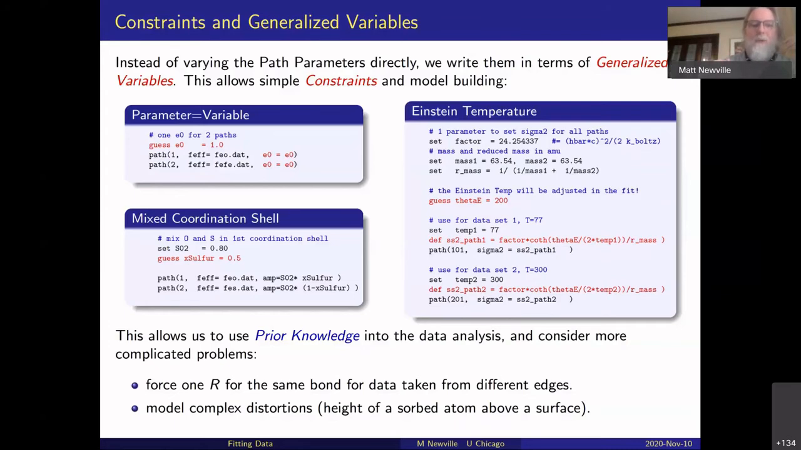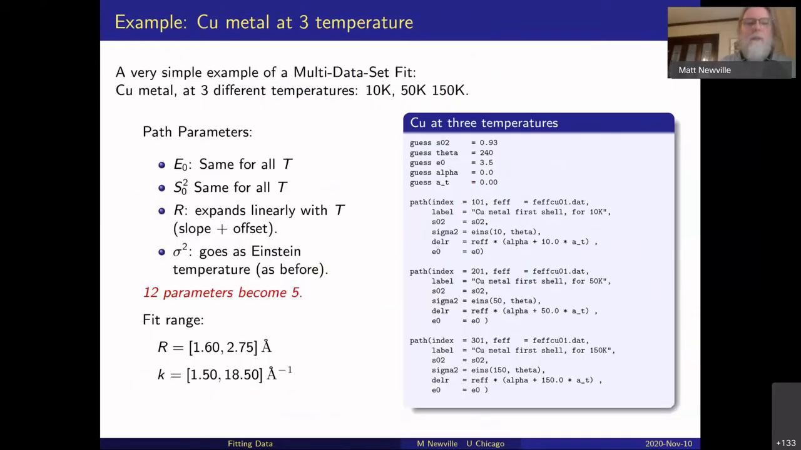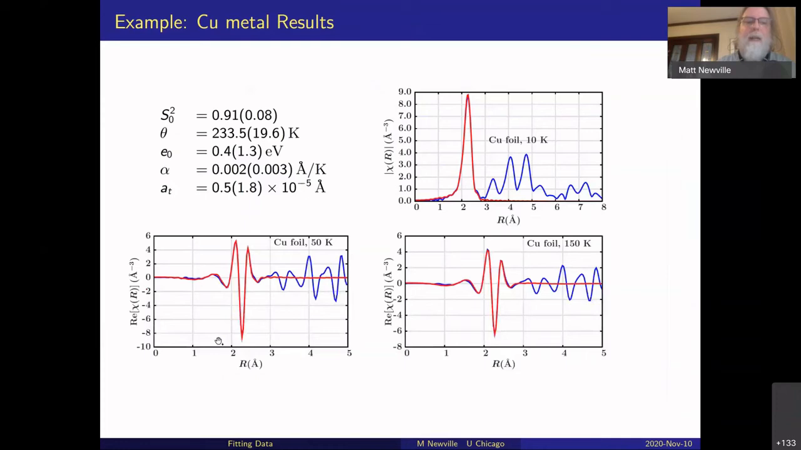And so you can alter the height. That will affect the distances to many paths, but only with one variable, although with a complicated dependence on distance that is actually modeled. So for example, for modeling copper at 3 temperatures, you could say I have copper at multiple temperatures and I want E0 to be the same, S0 to be the same. The distance should be linear with temperature, so not 3 separate parameters, but 2 separate parameters, and sigma would be defined as a single Einstein temperature. So the 12 parameters become 5, and we can model that as one of the fits.